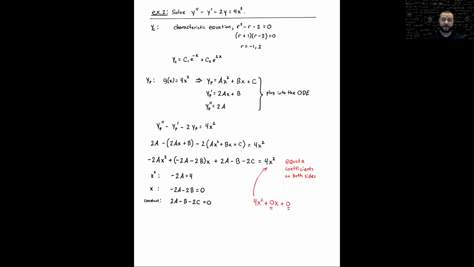Now, at this point, we have turned it from a differential equations problem into purely an algebra problem. We have a system of equations, 3 equations for 3 unknowns. Have fun. Give yourself a minute. This one should solve very quickly.